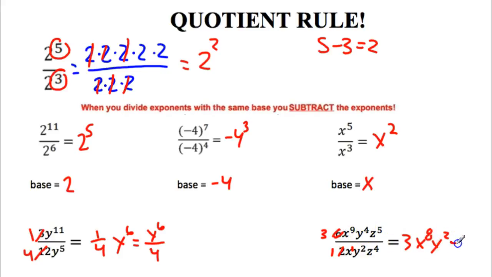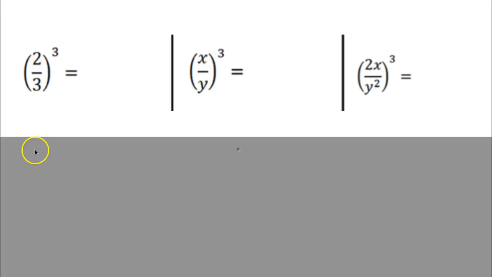And then lastly, we have a z. z to the fifth divided by z to the fourth is really z to the first power, or just z. So there we go. Bam, done. So here are some more examples just to give you some more practice.